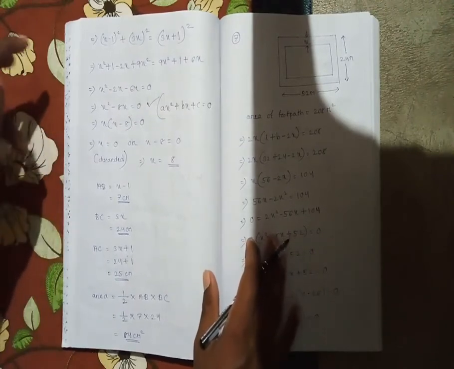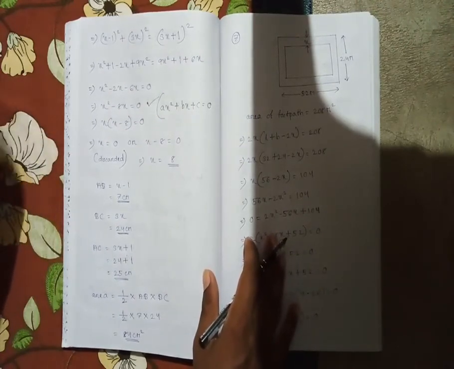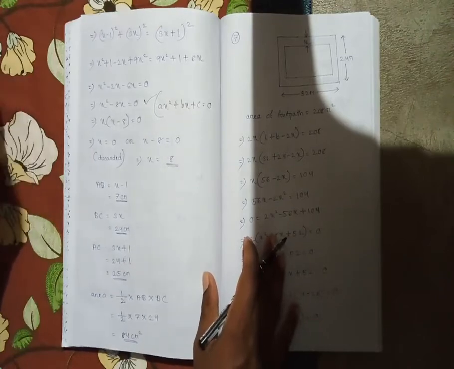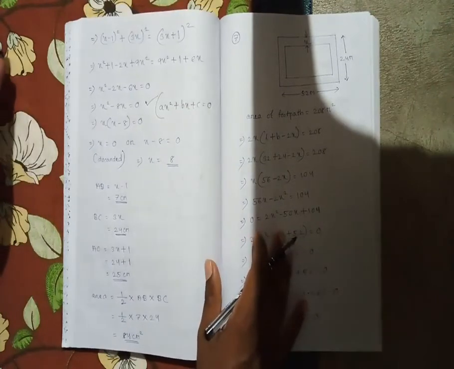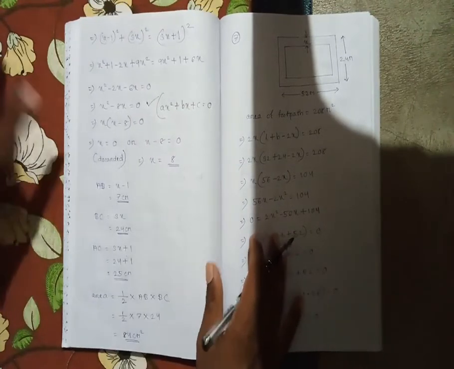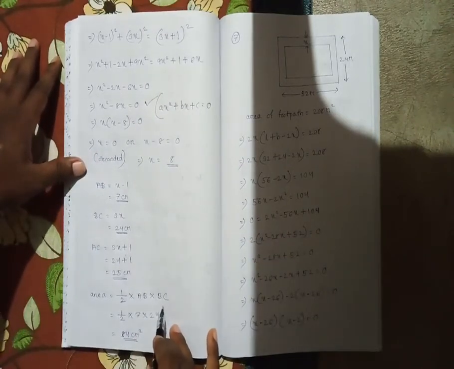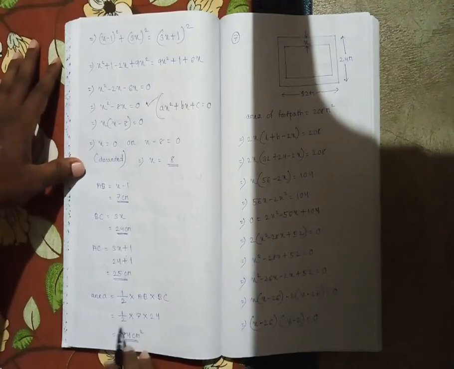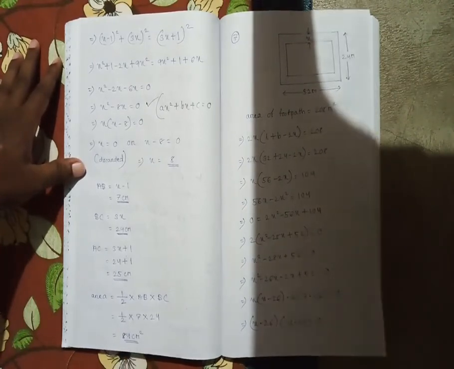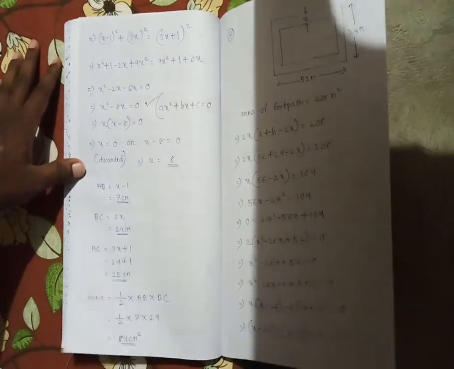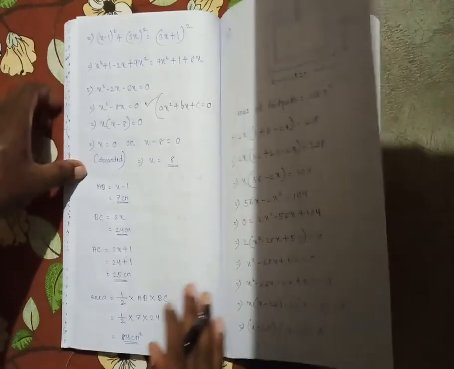Also we have been asked to find the area of the triangle. So area is equal to half base into height, or half into product of the sides containing the right angle. So half into AB into BC. AB and BC contain the right angle. So half into AB into BC means 1 by 2 into 7 into 24. That will give you 84 square cm. So area of the triangle is 84 square cm.